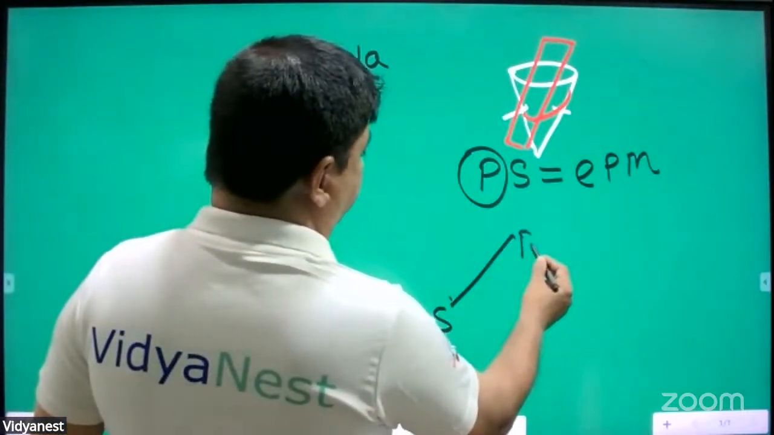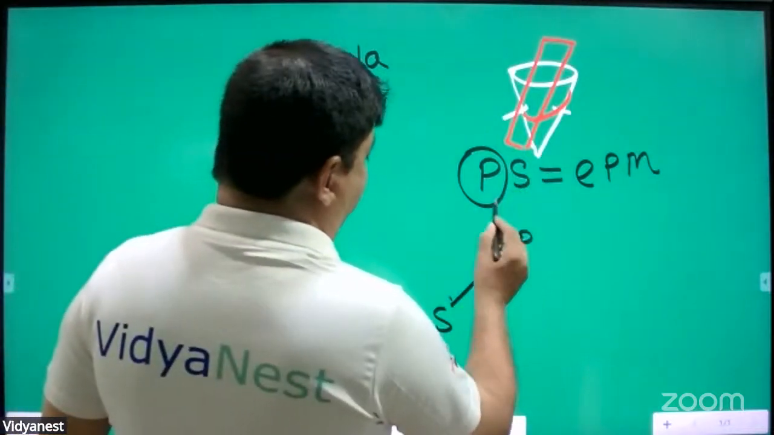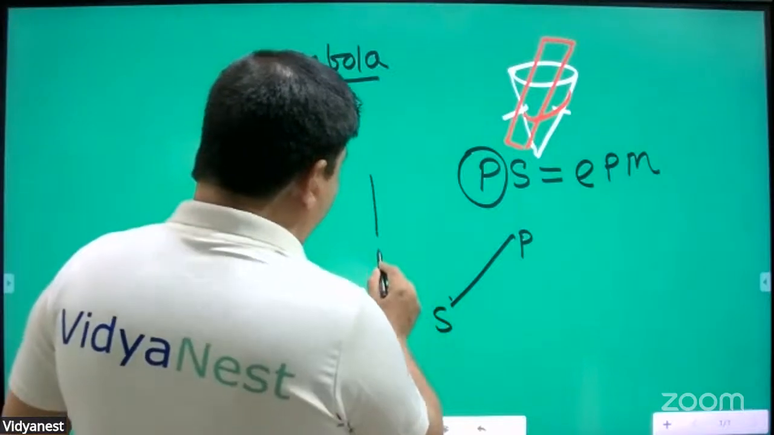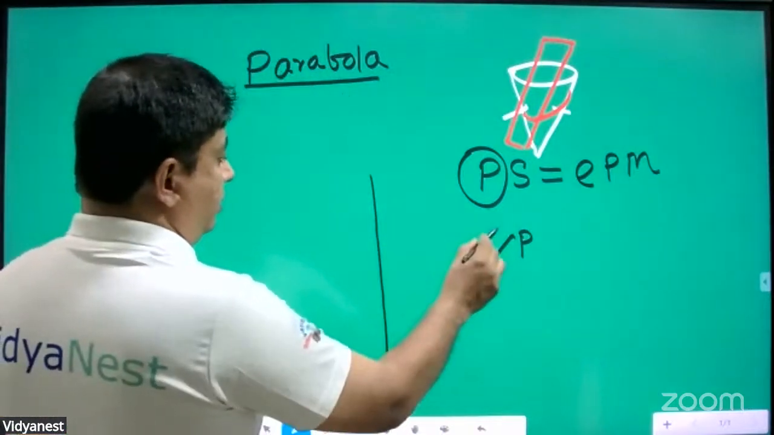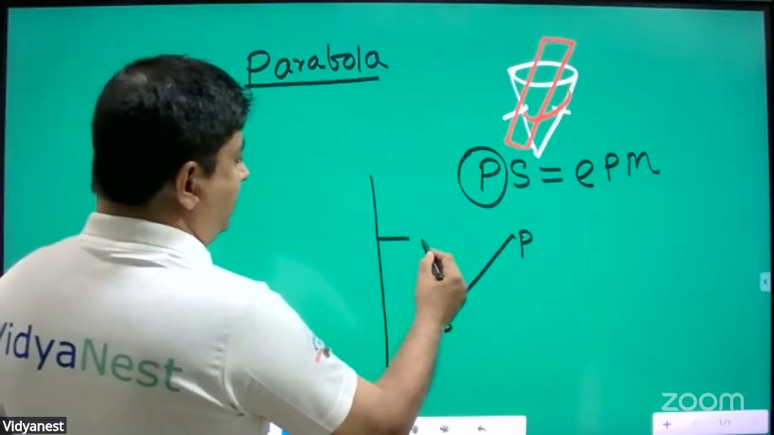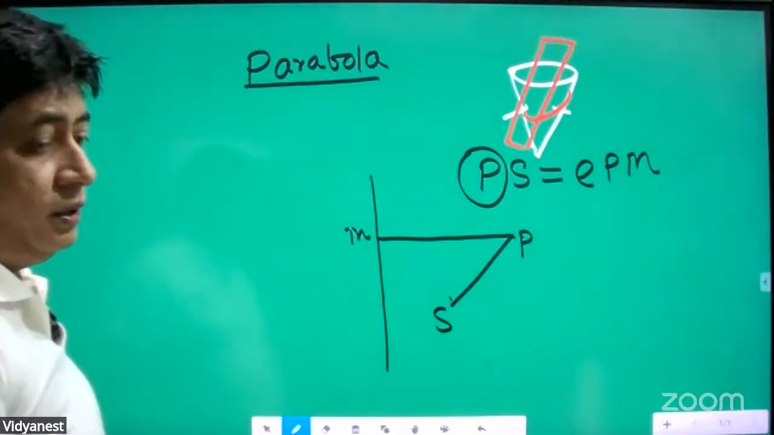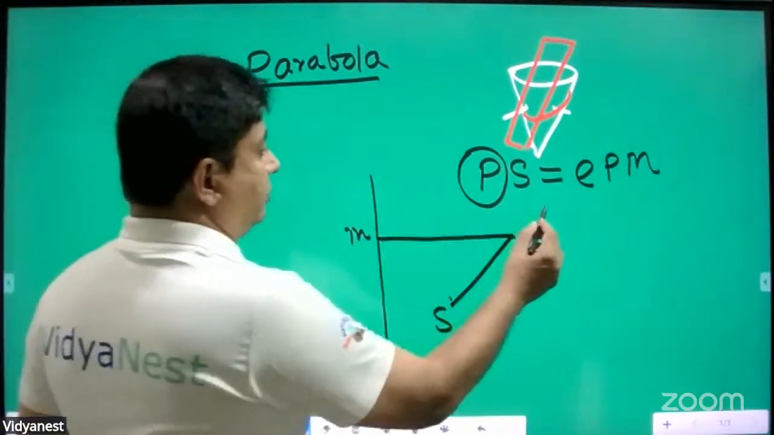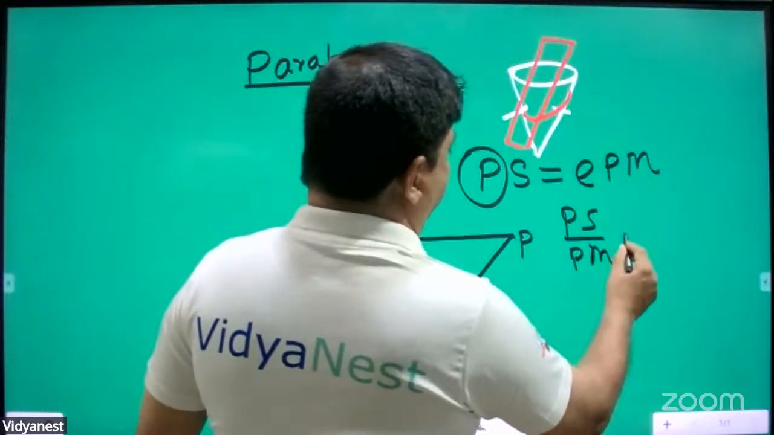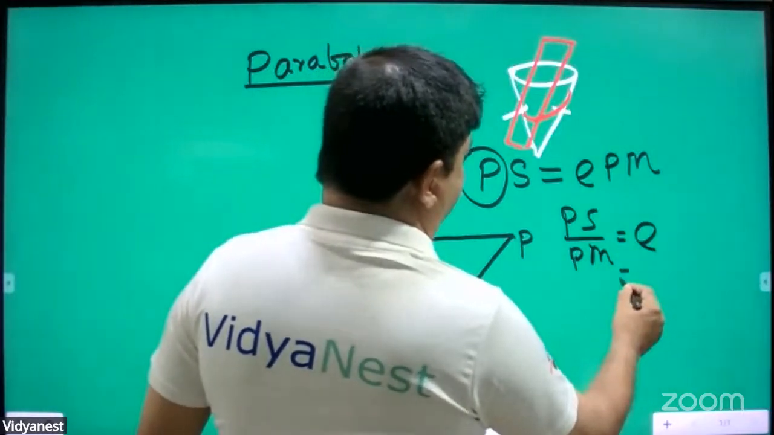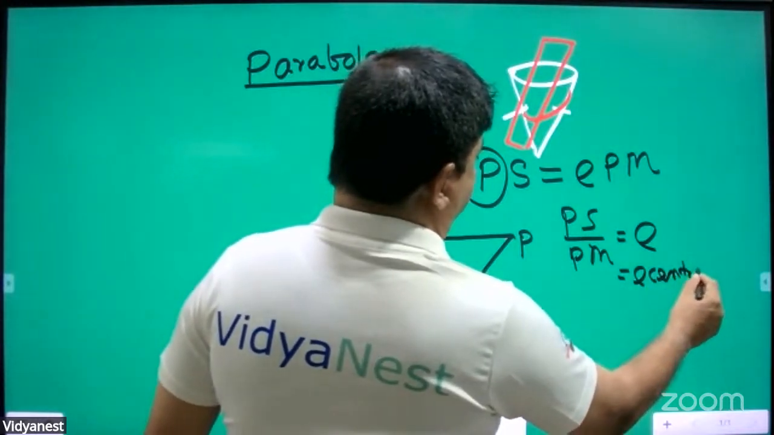So that is P. And what is PM? There will be a fixed line from which the perpendicular distance will be measured. So that ratio, PS and PM's ratio, will be E. E is what? Eccentricity.